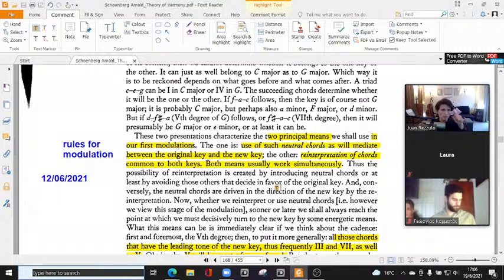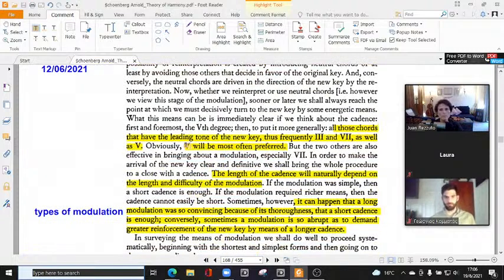Remember we said those common chords, in retrospect, are going to be reinterpreted in the function of the new key. So, for example, all those chords that have the leading tone of the new key, that's frequently 3 and 7, as well as 5, are the ones that are going to be preferred just before we modulate. Yes, the ones that contain the leading tone of the new key.